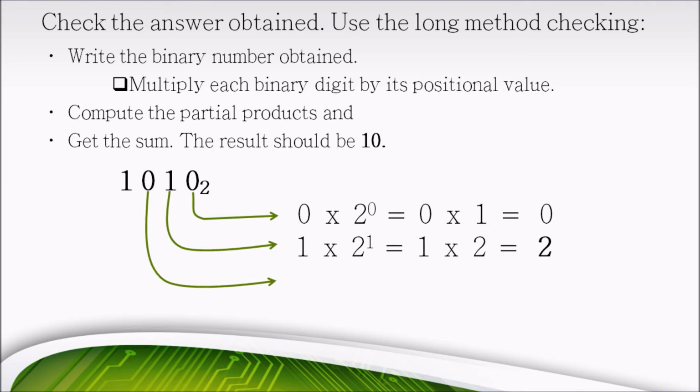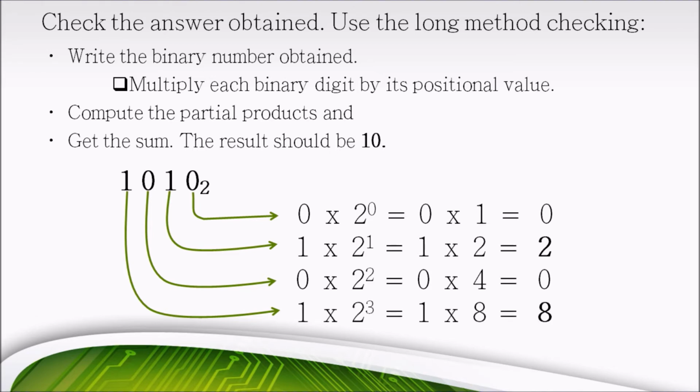Then we have the third digit 0. Multiply 0 by 2 raised to 2, which simplifies to 0 times 4, giving a 0. Then the last digit, 1. Multiply it by 2 raised to 3. This simplifies to 1 times 8, resulting in 8. Summing up the partial products, we'll have 10, which is equivalent to the given decimal number.